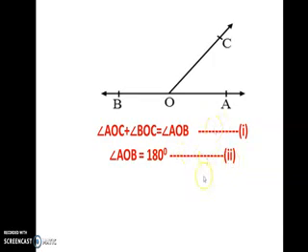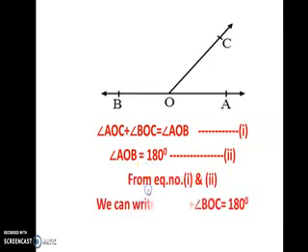From 1 and 2, can we write angle AOC plus angle BOC is equal to 180 degrees? Yes, according to axiom number 1 that you studied earlier. What it states: things which are equal to the same thing are equal to one another, isn't it? Here angle AOB is the same thing. These two are equal to the same thing. So we can write angle AOC plus angle BOC is equal to 180 degrees.